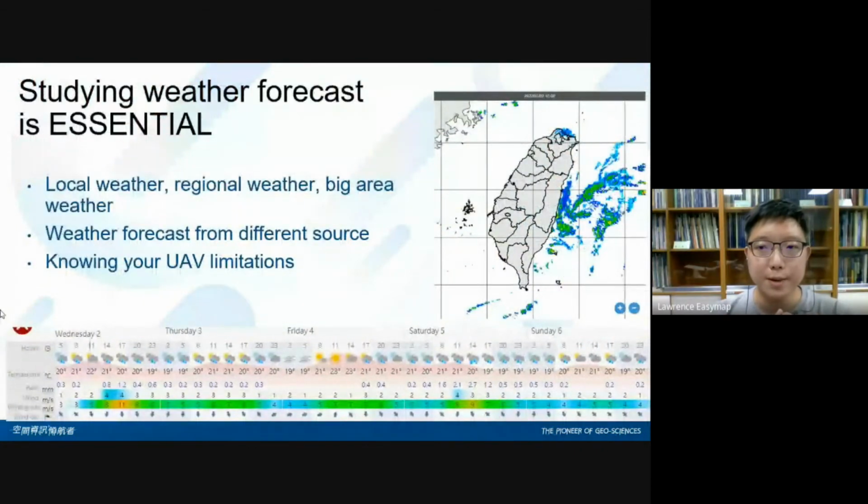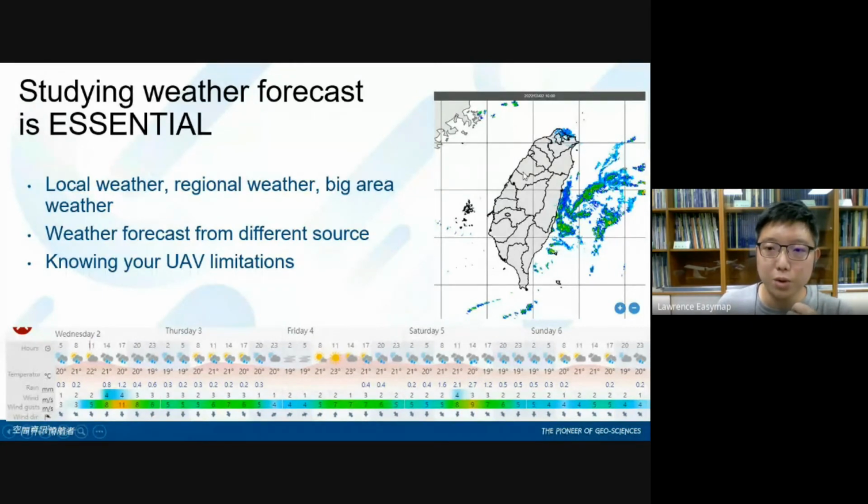So here is some reminder. Studying the weather forecast is really, really important, no matter the local weather, which means the weather of your mission area, the regional weather, or the big area weather. So we always need to consider the weather forecast from different sources. In Taiwan, we have the CWB, the official weather website.